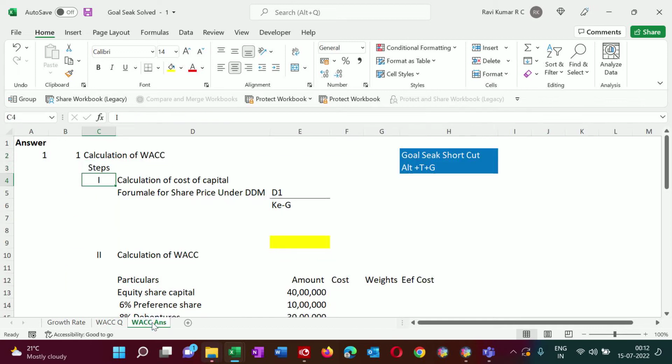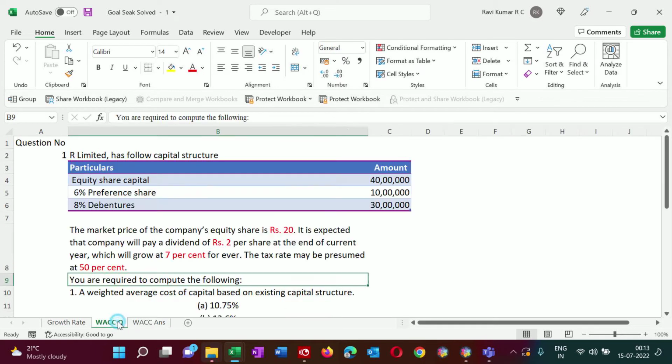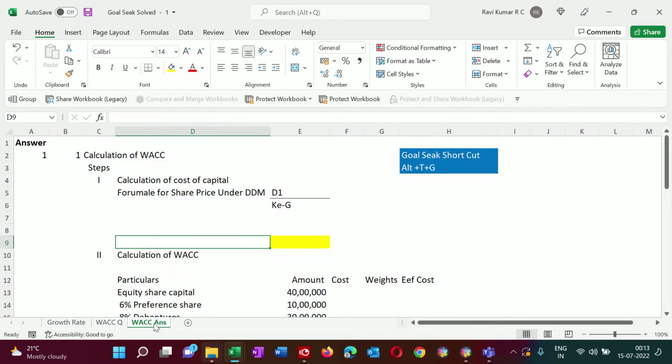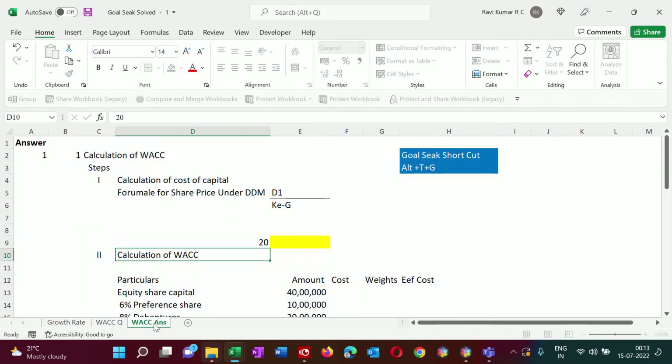As we know, based on DDM, D1, that is the expected dividend, divided by K minus G, equals the share price. So we know what the share price is. Share price is 20 rupees. They have already given it in the formula. 20 rupees is the share price, right?